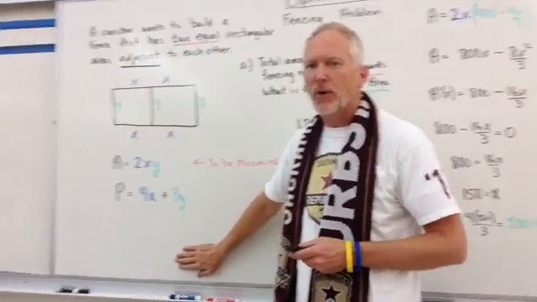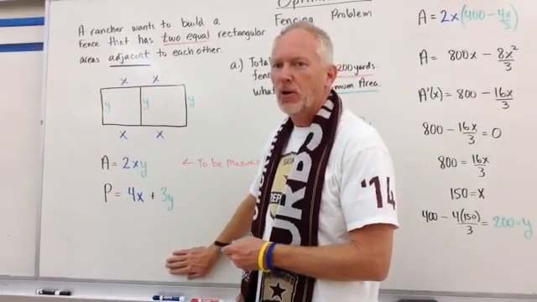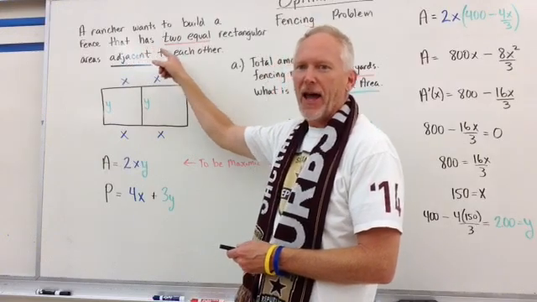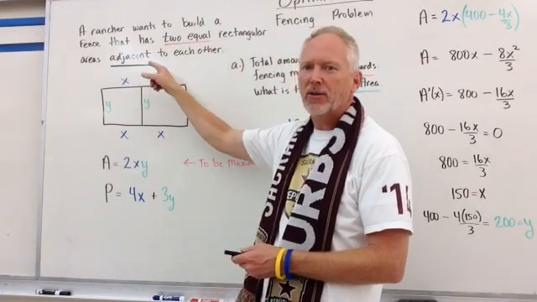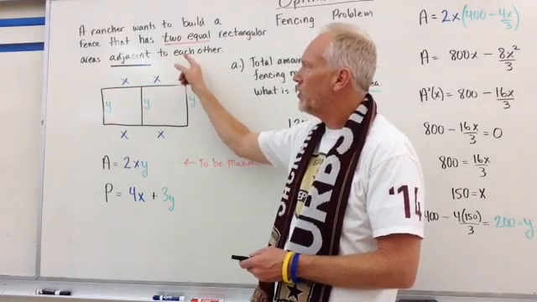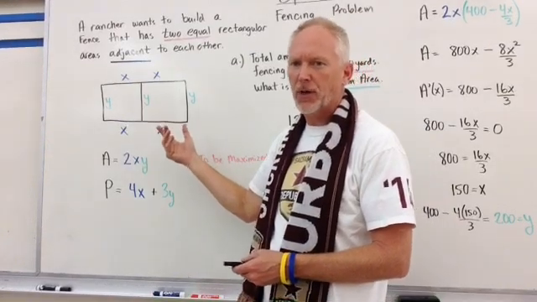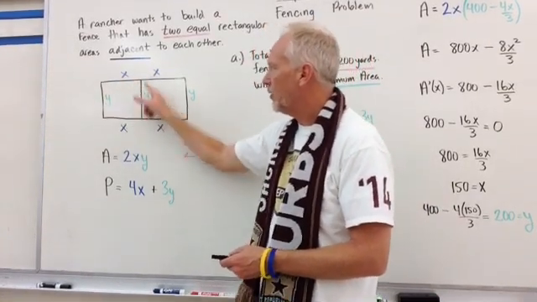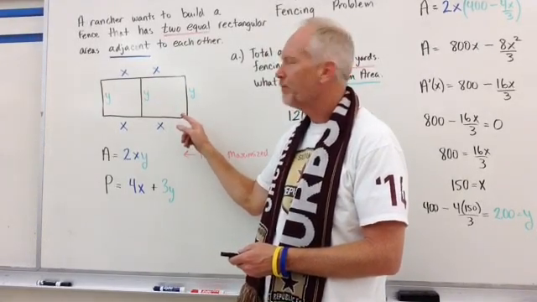We have a rancher who wants to build a fence that has two equal rectangular areas next to each other, adjacent to each other. So what we do is we draw a picture. Here's what the picture looks like. Here are our two rectangular areas that are enclosed by some fencing.